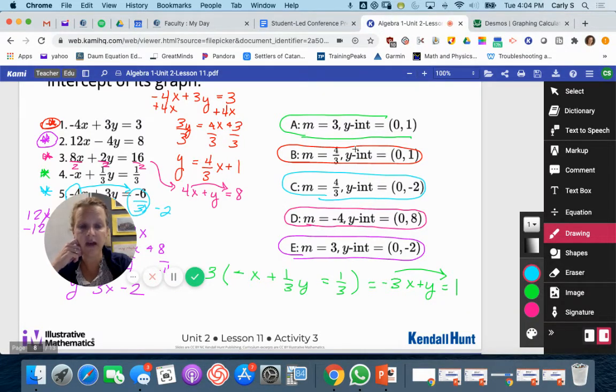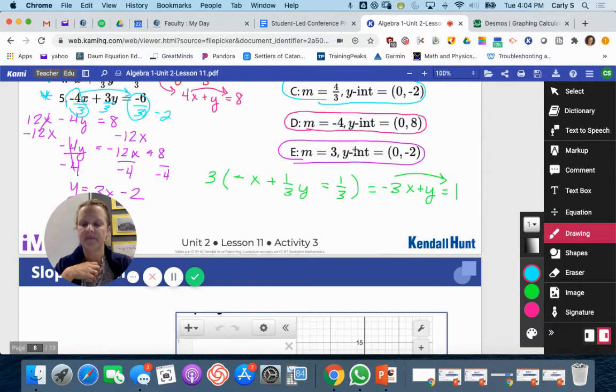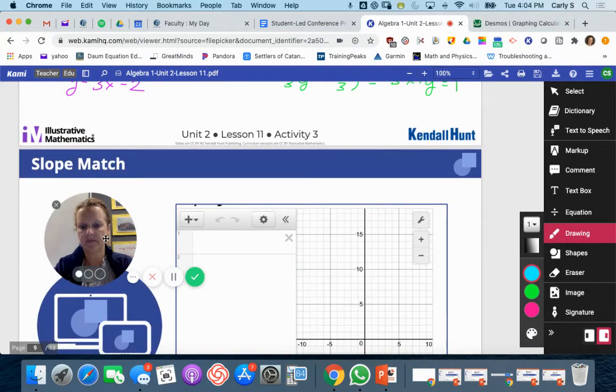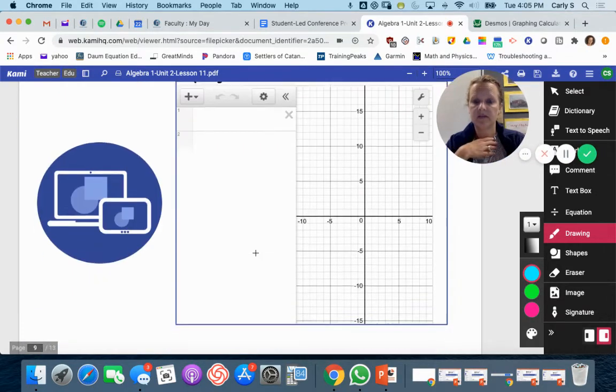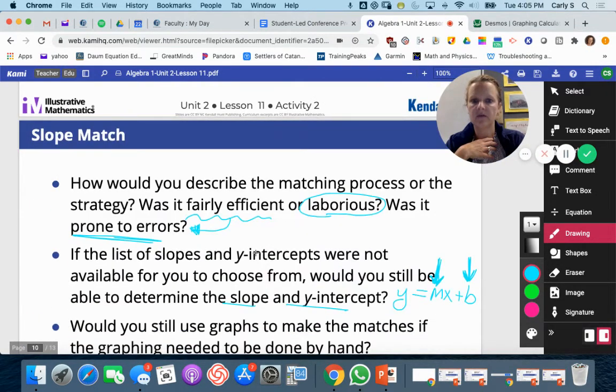So I actually think graphing is much more laborious, especially if you don't have anything digital to graph with. That's really why I didn't go the digital route in the first place. I didn't do the graphing route.